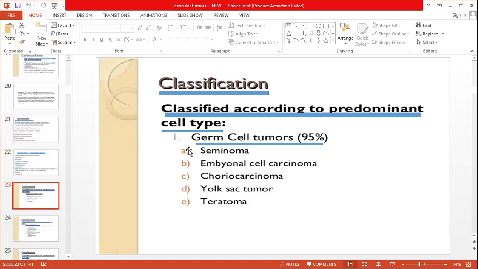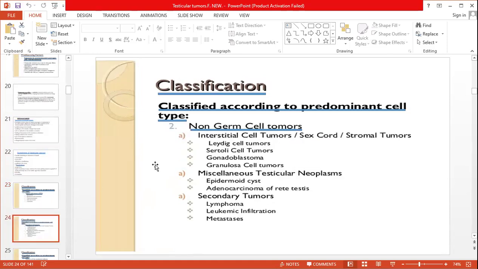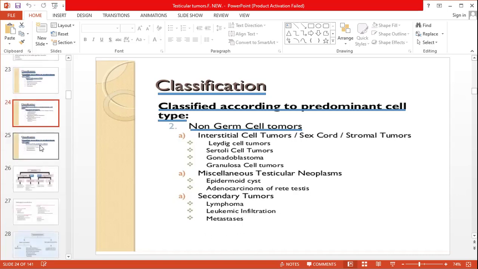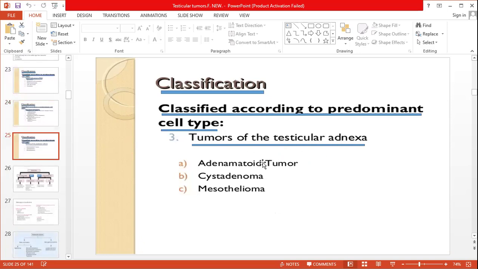Tumors are classified according to the predominant type. Germ cell tumors may be classified into seminoma, embryonal cell carcinoma, choriocarcinoma, yolk sac tumor, and teratoma. Non-germ cell tumors are interstitial cell tumors like Leydig cell tumors, Sertoli cell tumors, gonadoblastomas, and granulosa cell tumors. Miscellaneous testicular neoplasms are epidermoid cyst and adenocarcinoma of the testes. Secondary tumors are lymphomas, leukemia, infiltration, and metastasis. The tumors of testicular adnexa are adenomatoid tumors, cystoma, and mesothelioma.